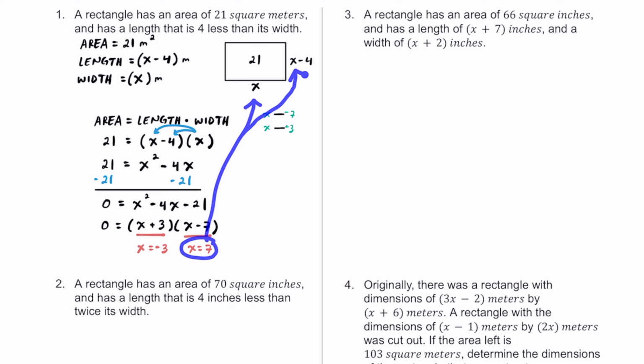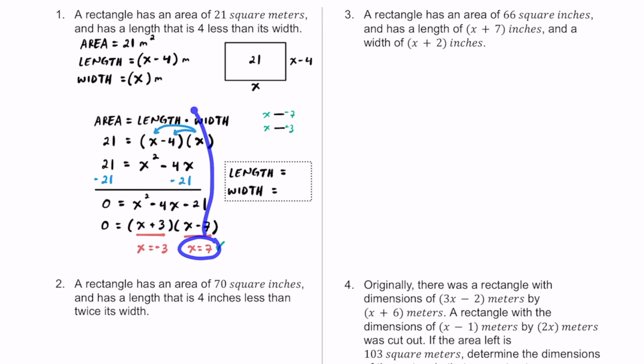7 times 3 does equal 21, so we do like this other solution down here. And so while we have 2 solutions in this particular application problem, we only care about this positive one because we're talking about geometry. And so plugging in this 7 into the length here, 7 minus 4, that's going to equal 3, so that's going to be 3 meters.